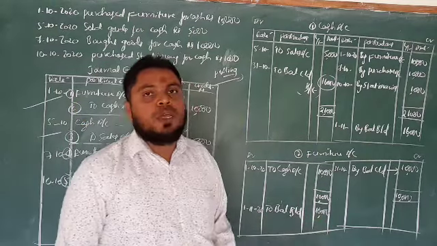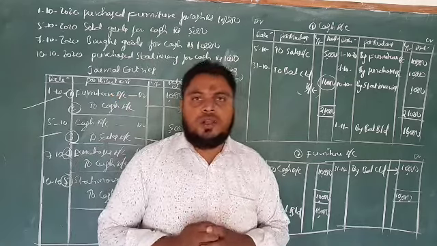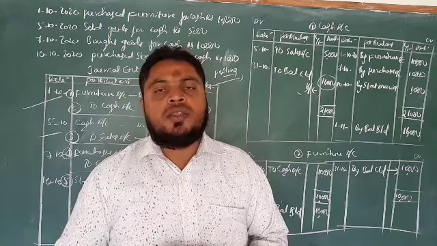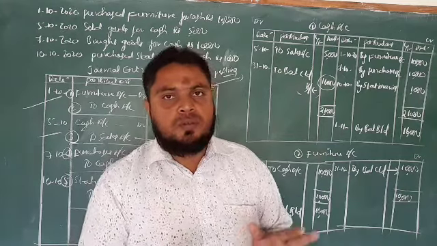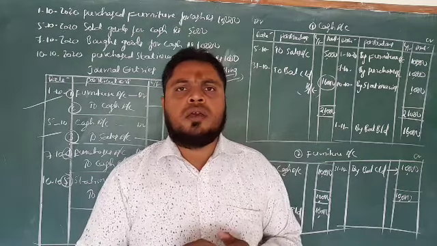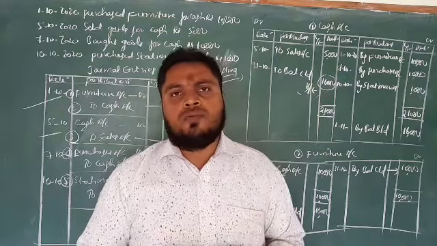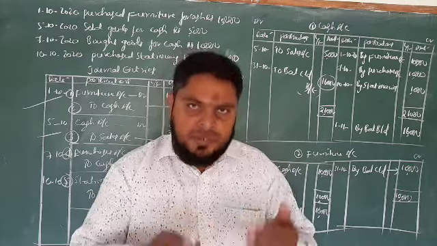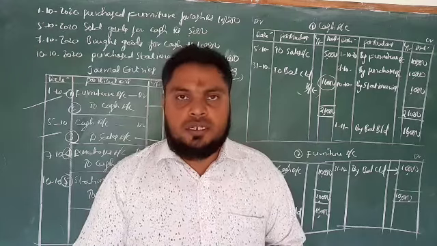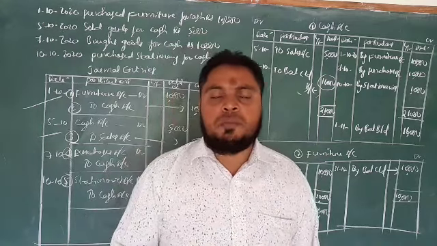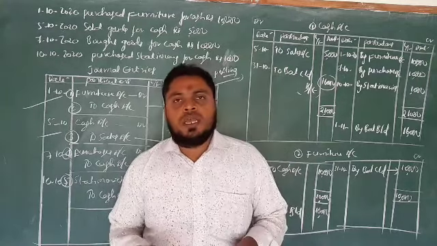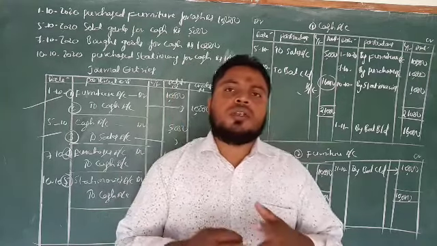So like this, with the help of ledger accounts, we can easily find out the individual balance of a particular person, a particular company, and easily find out how much cash the business has and how much cash the business has paid. All that can be done with the help of ledger accounts. So it's clear that in journal entries we can't ascertain this.